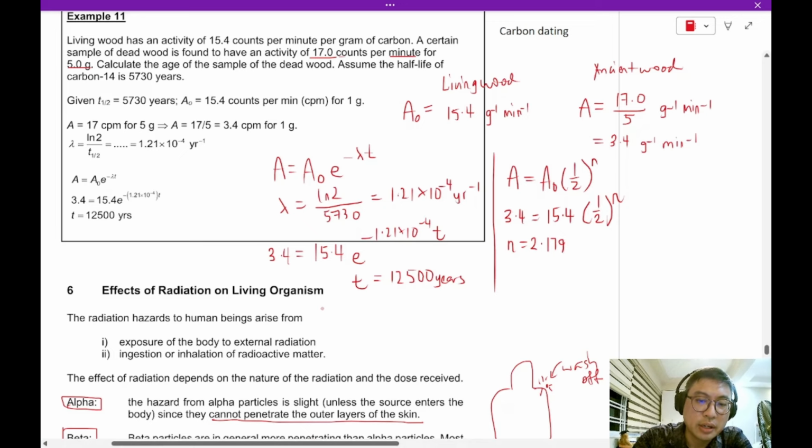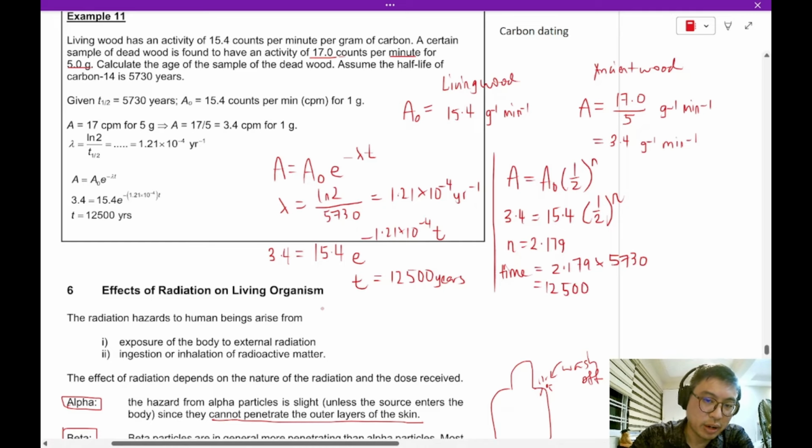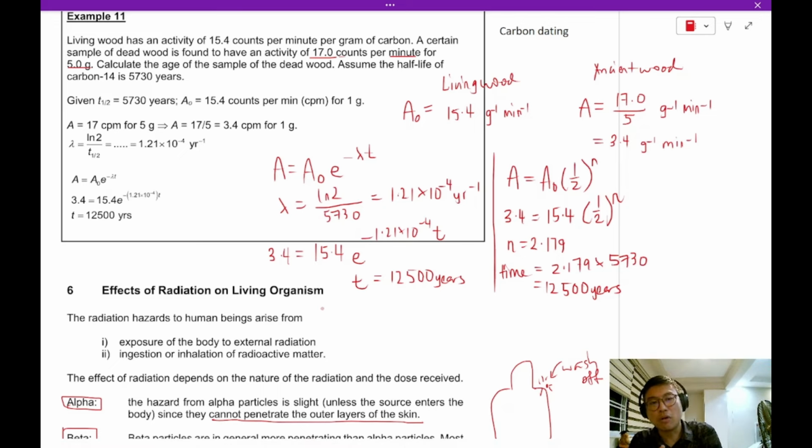From this, we can get the number of half-lives is 2.179 half-lives. That means that the time that has passed will be 2.179 multiplied by the number of years in the half-life, which is 5730. And that would also give us the same result, 12,500 years. Okay? So this is an example of how you can use both equations to solve for the time that has passed, in terms of carbon dating.